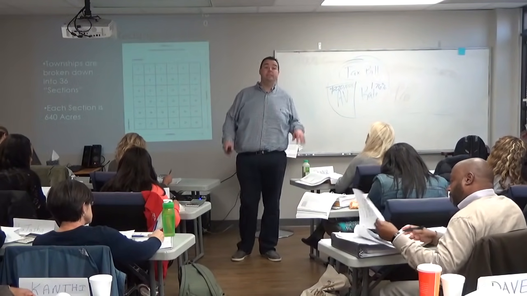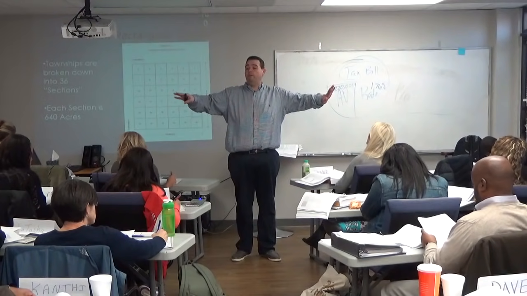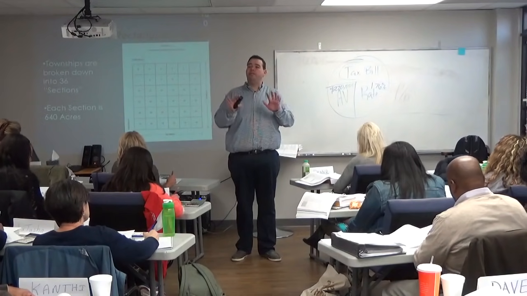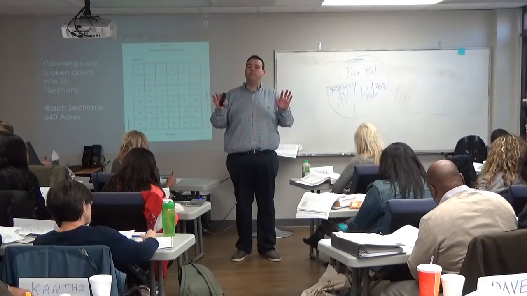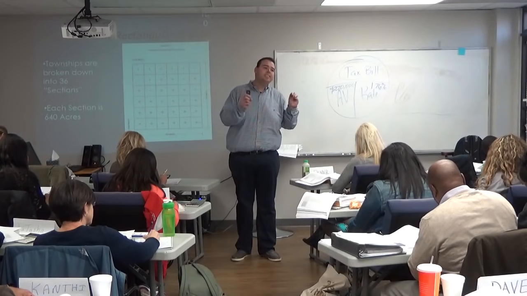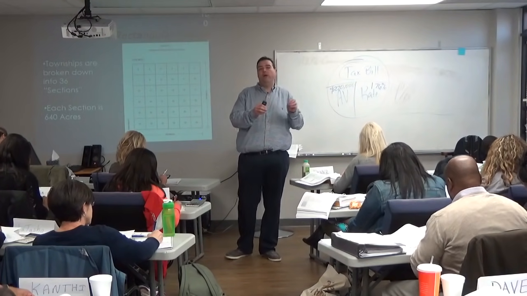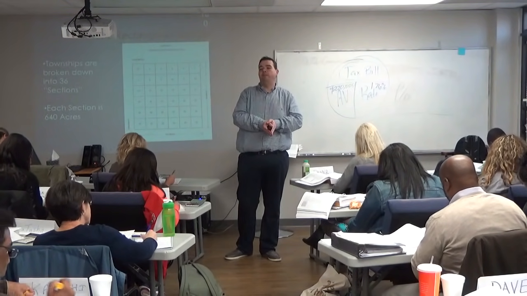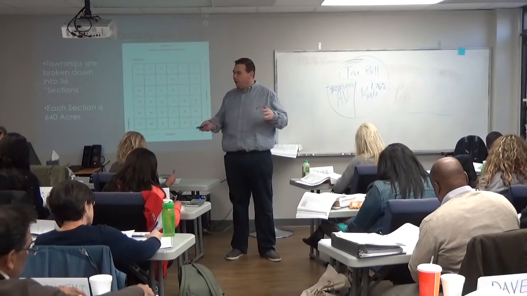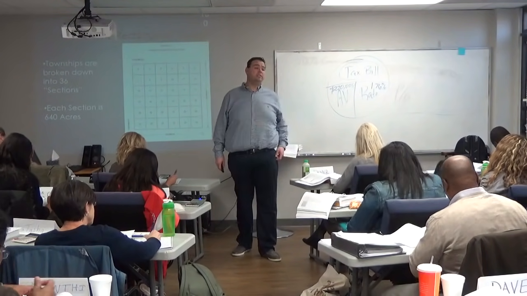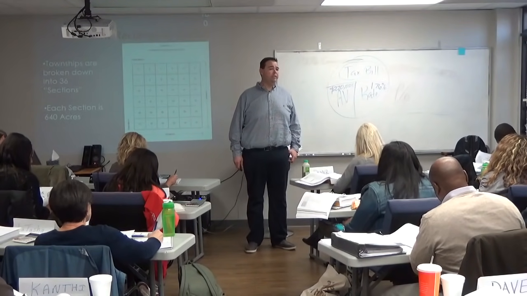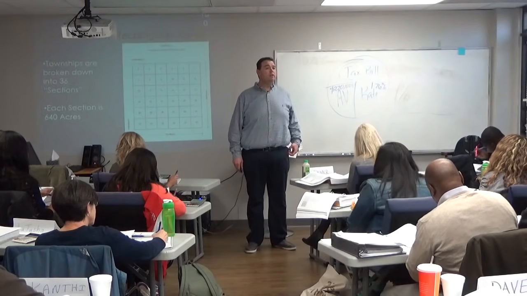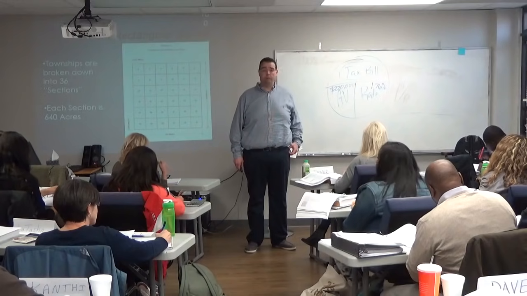And for your purposes, this is the most important number in the government rectangular survey. You ready for it? There are 640 acres in 1 square mile. So one section always is equal to how many acres? 640 acres. Every one, not some of them, all of them. Every section is always 640 acres in the government rectangular survey, which also happens to be 1 square mile. 1 square mile equals 640 acres. Is everybody with me so far?